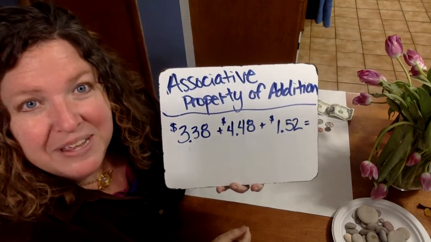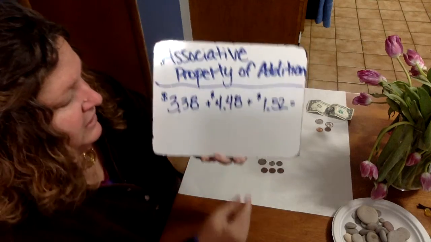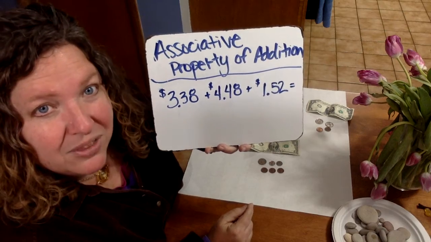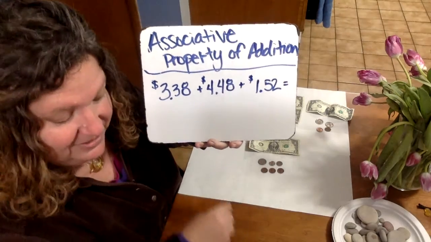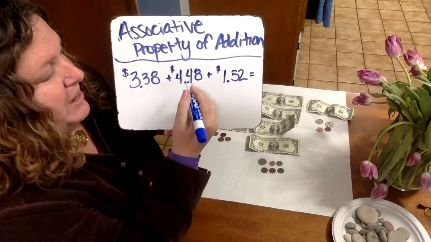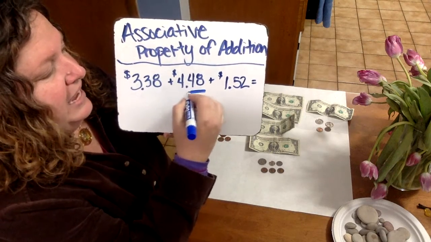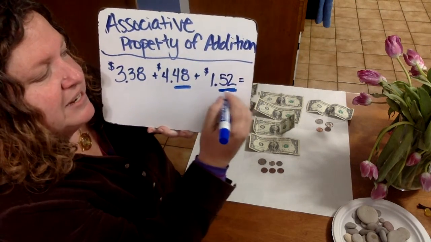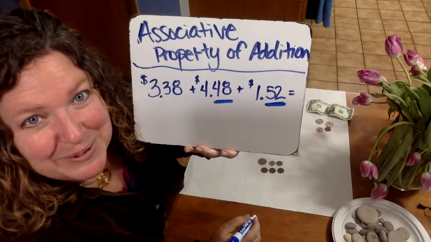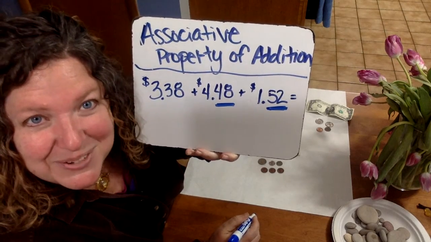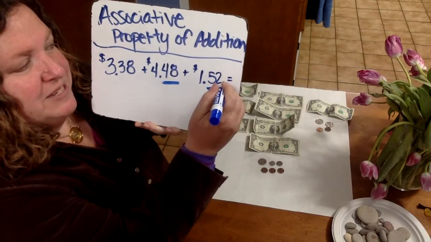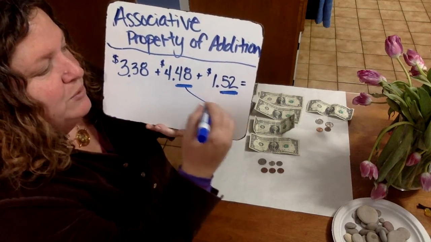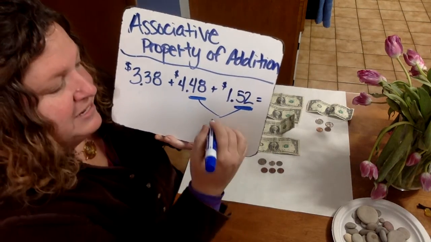Let's talk about another way that we can use the associative property. Take a look at these numbers. Are there any that could go together easily and quickly? Well, you might notice that 48 cents and 52 cents go together really, really well. Why do those go together so well? Well, it's because if I took the 2 and stuck it over here, it would be 50 and 50. So those two go together super easily to create $1.